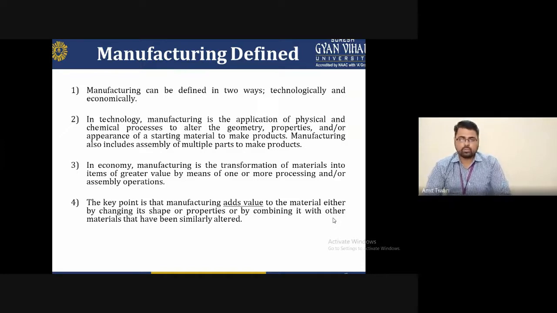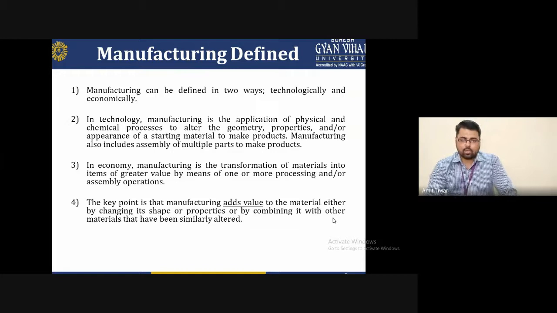Second, technologically, manufacturing is the application of physical and chemical processes to alter the geometry, properties and or appearance of a starting material to make a product. Manufacturing also includes the assembly of multiple parts to make products. Yes, obviously. To increase manufacturing, we widely use technology, and with its help we generate more materials or multiple parts of our product in very little time. These are some advantages of manufacturing.